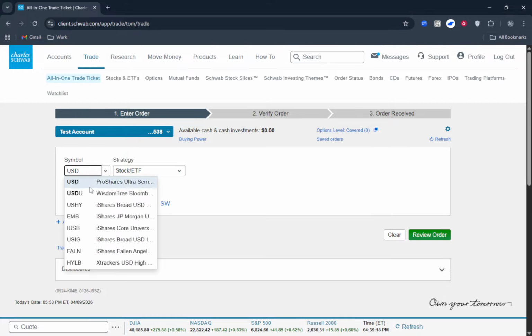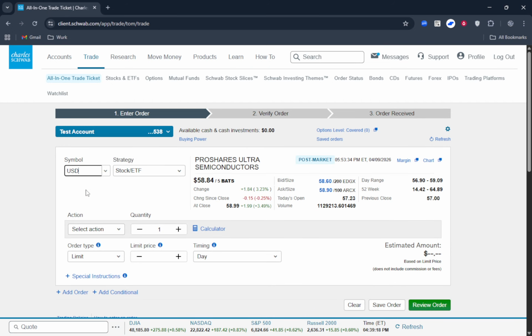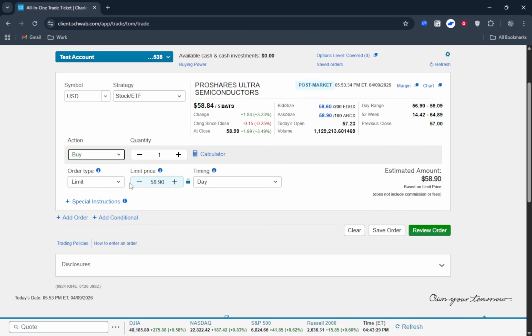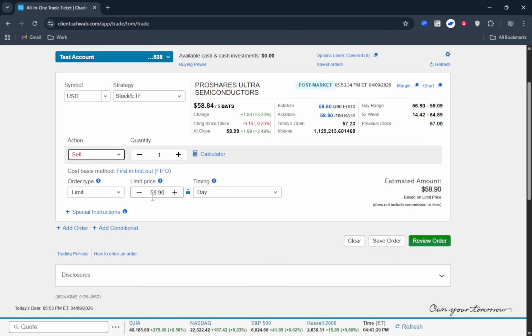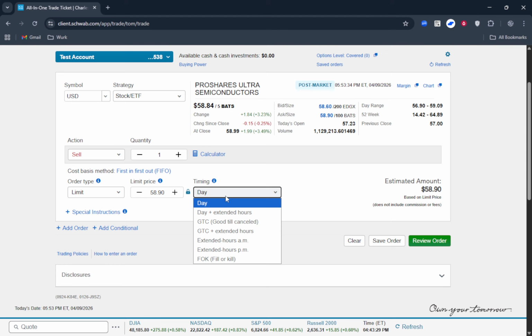Next, set the order type to Limit. Now enter your limit price. For a buy limit, that's the maximum you'll pay. For a sell limit, it's the minimum you'll take. Choose the timing, often called time in force. Day keeps the order active for the current regular trading session, while good till canceled leaves it working until it fills or you cancel it, up to Schwab's typical limit of about 180 days.